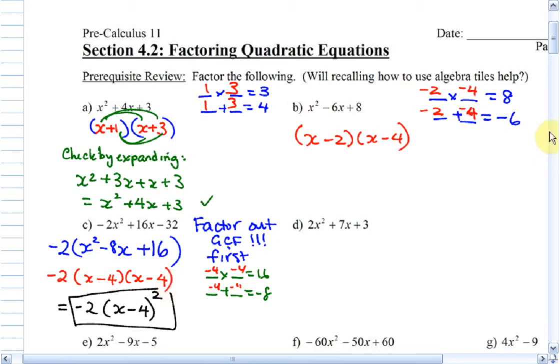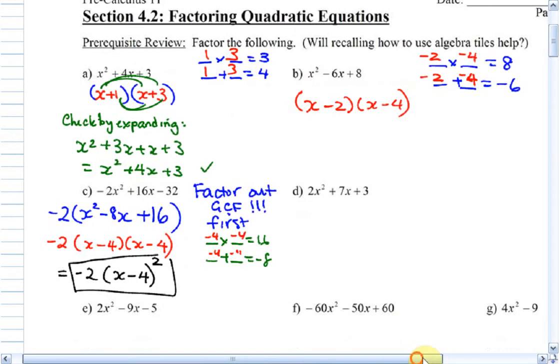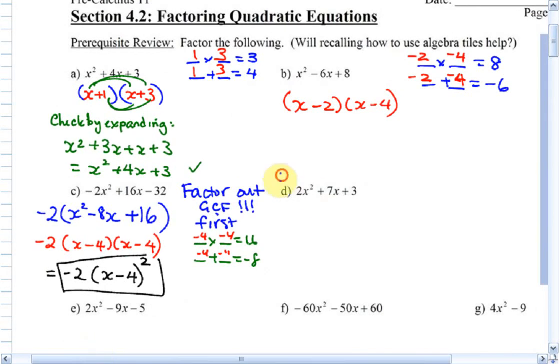Okay, next one here. D. Okay, this is where it gets kind of tricky. This is a different type now, okay? This is the type where I'm going to say to you, if you're not too sure how to do this one, look at the review sheet I just handed out, okay? That I just handed out. This one. The one that says factor 6x squared plus 7x minus 20. Okay, this is a different one.